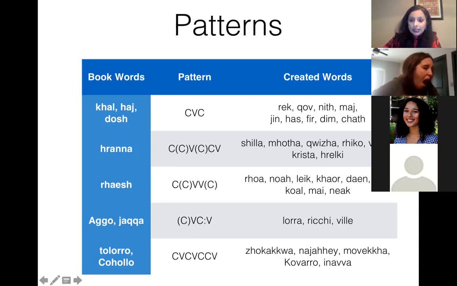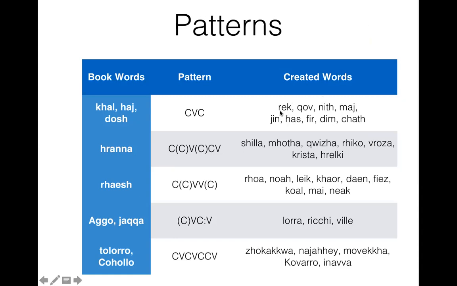So some of the words that he created are words like rek, kov, nit, maj, jin, has, fir, dim, chat. And then you can see he has complicated syllable structures, right? So you have a consonant with an optional consonant. So this is basically a consonant cluster in the onset position. And then you have the vowel in the nucleus. And then you have a consonant cluster again, an optional consonant cluster, and again a vowel.